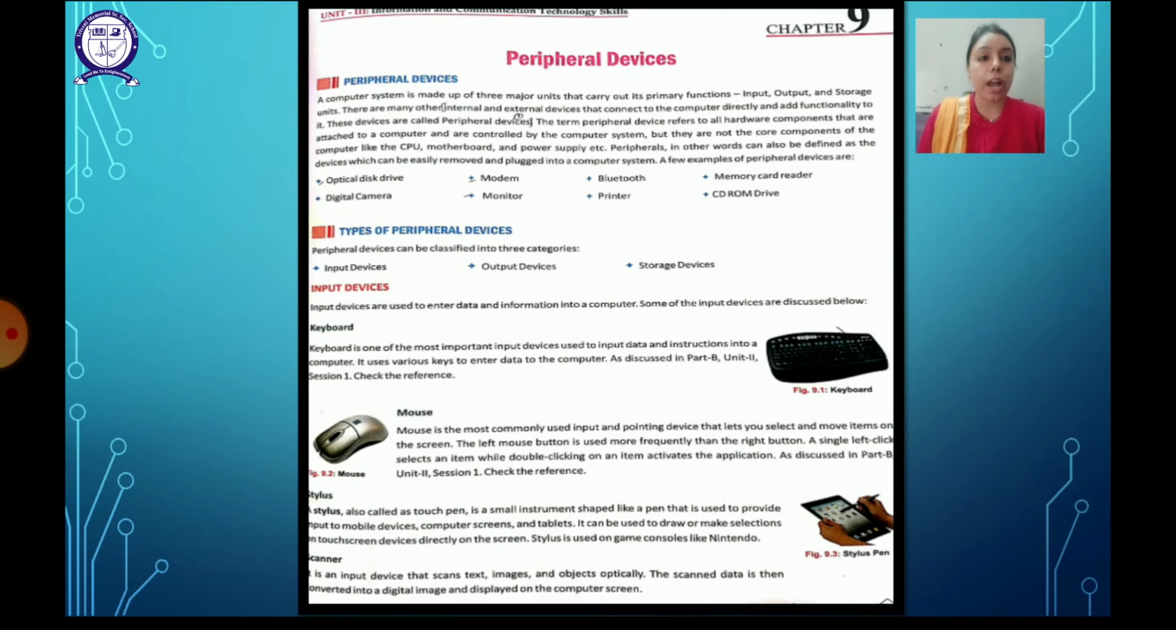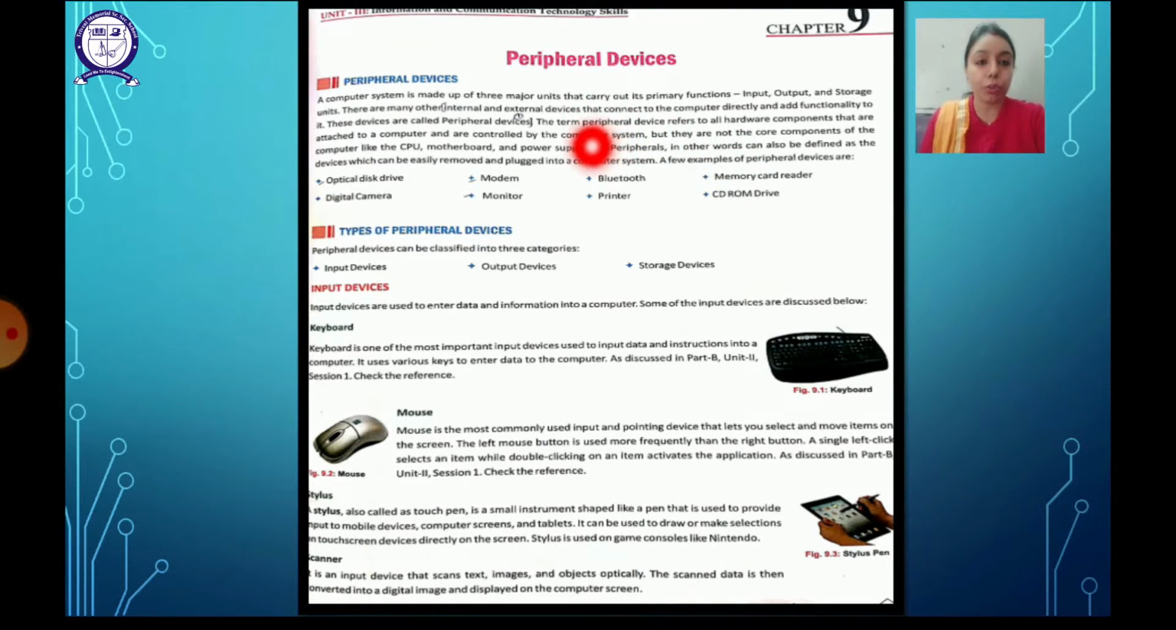Today we are going to start chapter 9 of unit 3, peripheral devices. In this chapter we are going to learn what peripheral devices are and what their various types are. So peripheral devices are the devices which are connected to the computer.